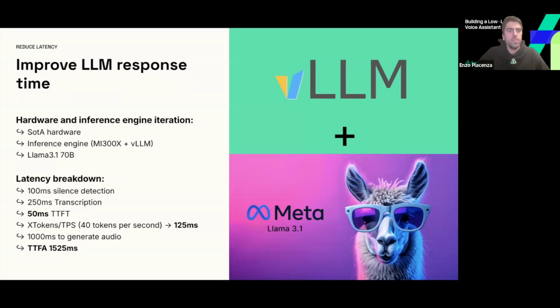With that, we managed to run Llama 3.1 70 billion with a 50 milliseconds time to first token and 40 tokens per second, which was already great for our use case. So we won't go further with that.